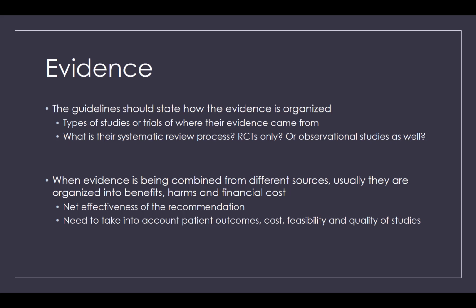When evidence is being combined from different sources, the authors need to tell you how they are organized and what specifically they're looking at, so you can look at evidence in terms of benefits, in terms of harms, and in terms of cost. Authors need to take into account what their recommendations are going to be based most heavily on. Are they looking at mostly a benefit, mostly a harm, or some combination of benefit, harm, and cost? Taken together, this could be considered the net effectiveness of a recommendation.